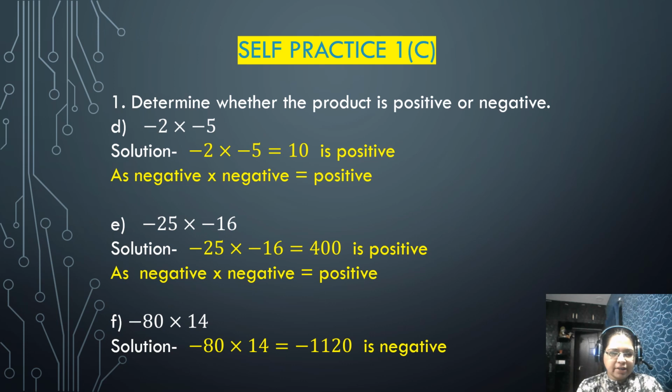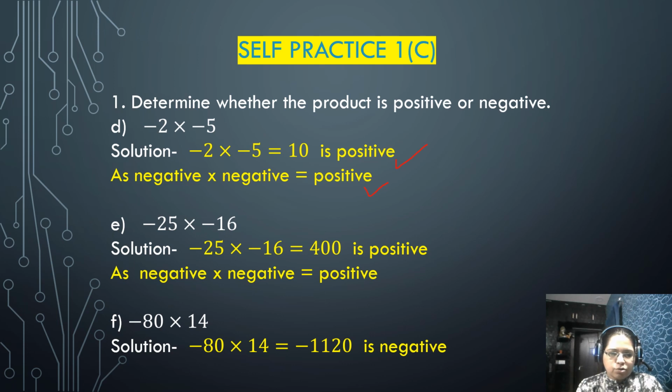Now D, minus 2 multiplied by minus 5. Both are negative integers. First we multiply the integers without sign. 2 multiplied by 5 is 10, and when we multiply both negative signs, minus multiplied with minus, we get plus. So minus 2 multiplied by minus 5 is plus 10. As we know, negative multiplied by negative, we get positive integer.